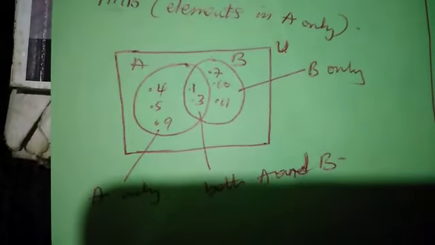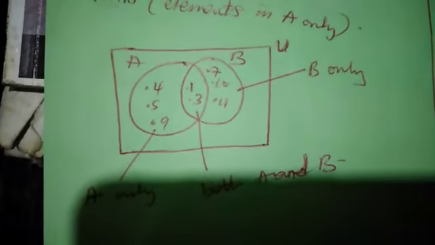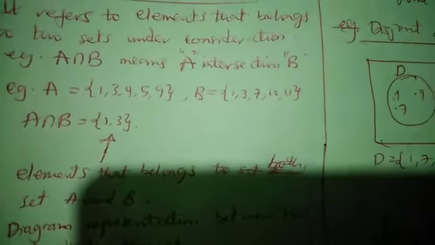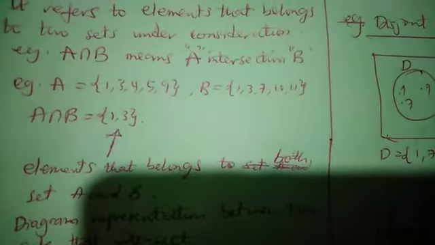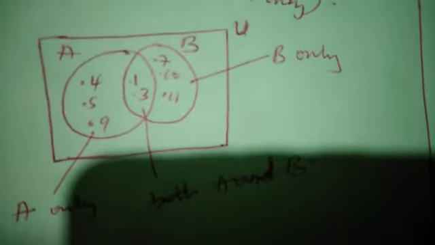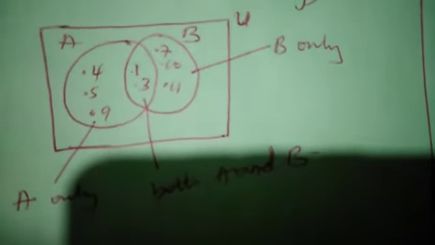So from the sets that were given, set A and set B, look at the elements. The intersection between them was 1 and 3. Elements that are found in only A: from the set given, A was made up of 1, 3, 4, 5, and 9. And we saw that 1 and 3 were in both A and B. So only A is made up of 4, 5, and 9. See over here, 4, 5, and 9. Only A.